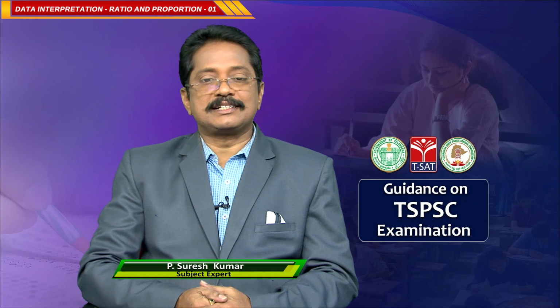TSPSC. We are going to discuss the concept called data interpretation and problem solving. As you know, we have 6 papers, each paper consisting of 150 marks. In paper 5 we have 2 areas: one is science and technology and the other is data interpretation and problem solving. We have 3 sections in it: section 1 and section 2 concern science and technology, and section 3 is based on data interpretation and problem solving.